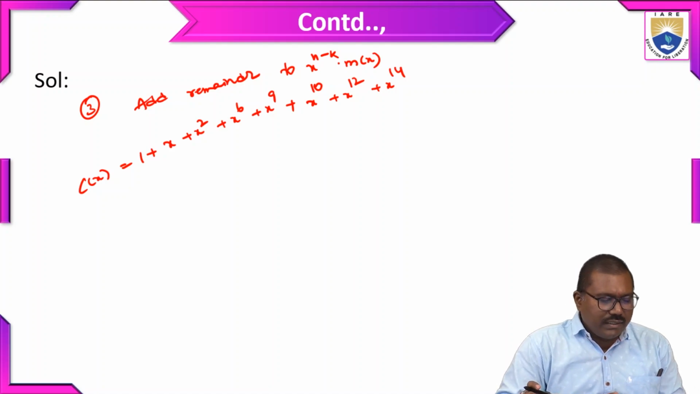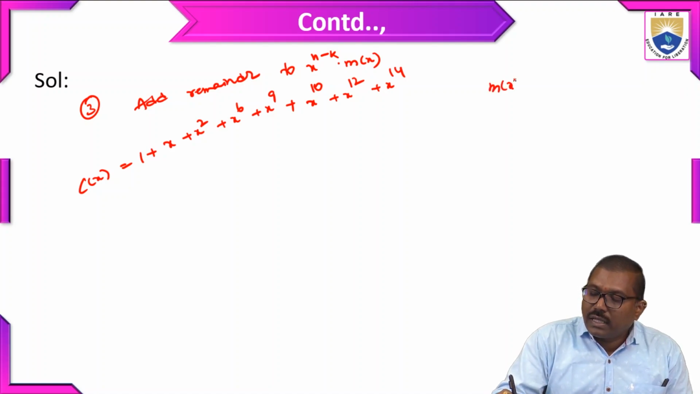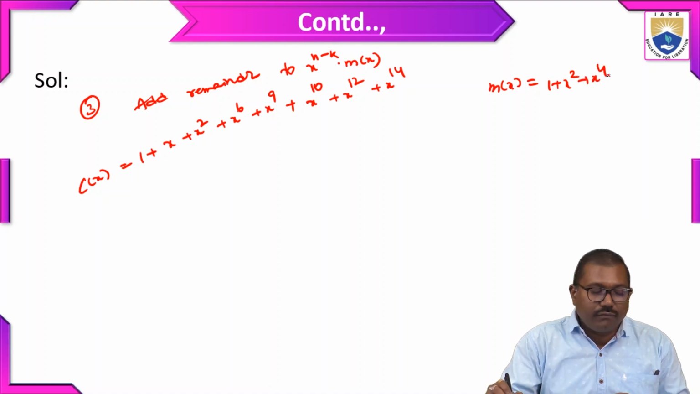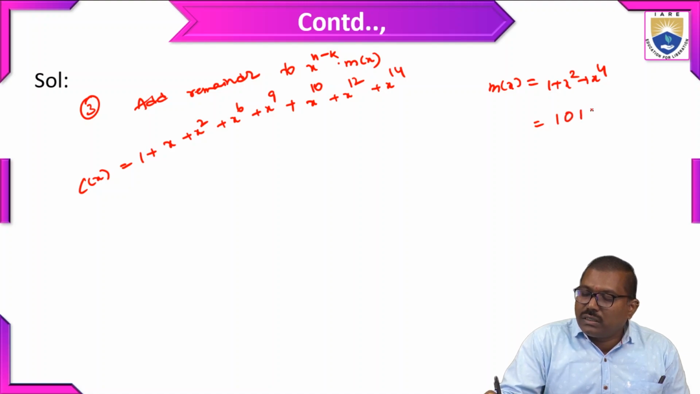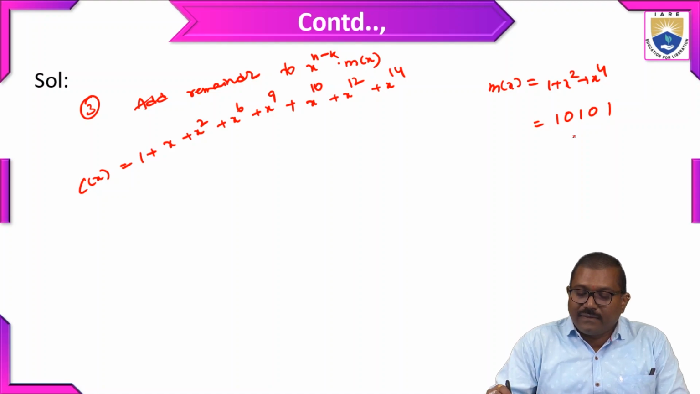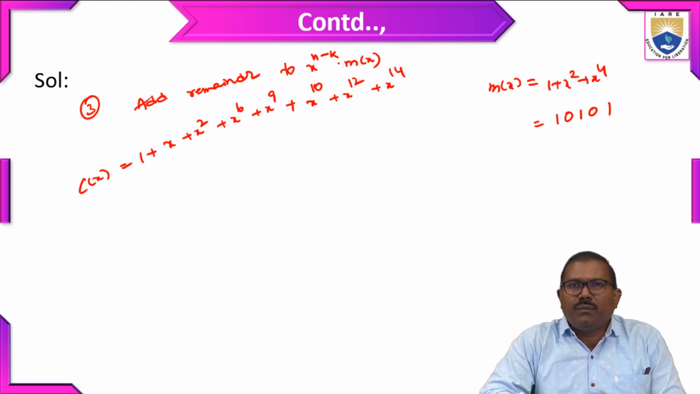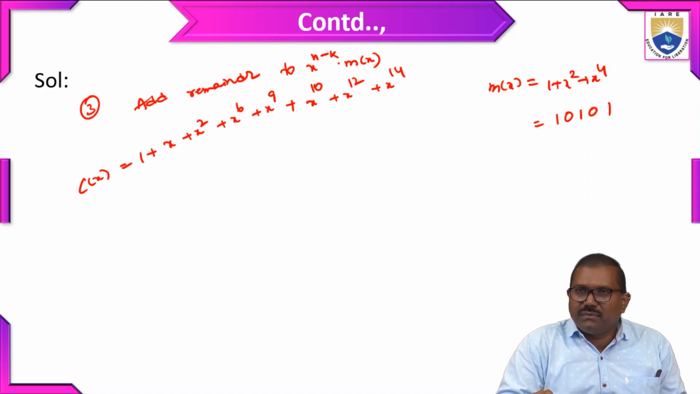Now let us see where the message bits are. Once again go to the message bits. M of x is 1 plus x square plus x to the power of 4. So already written 1, 0, 1, 0, 1. So this is my M of x. By seeing this code polynomial, we can identify where the message is present. Okay. So let us write this code polynomial in bit form. Then we can observe where the message is.